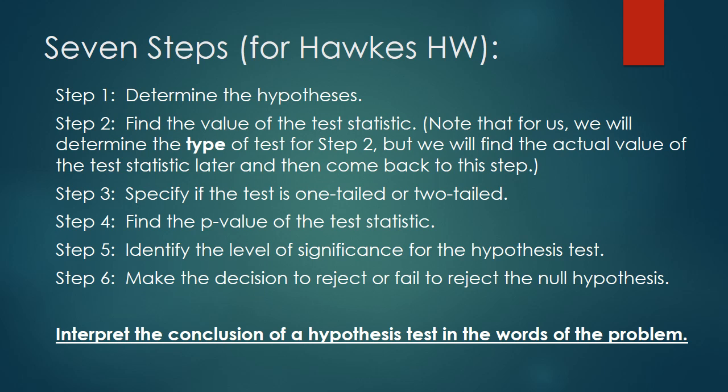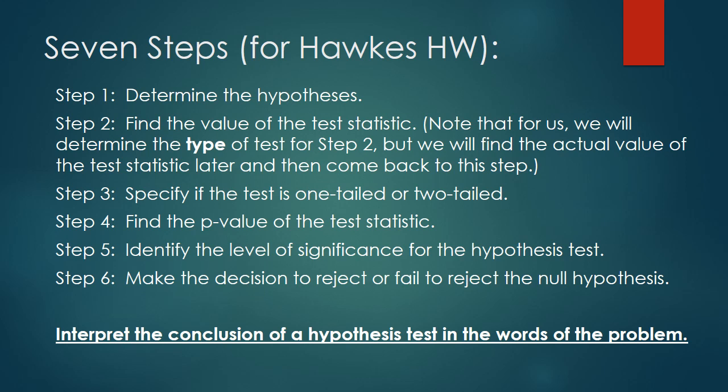The homework asks you to find the value of the test statistic. We're going to do that using our calculator, but here really what we're going to do first is decide the type of test. Are we going to conduct a Z test or a T test? And then we'll come back and find the value of the test statistic. Specify if the test is one-tailed or two-tailed. We use our alternative hypothesis to tell us this, and this helps us figure out how to conduct the test in our calculator.